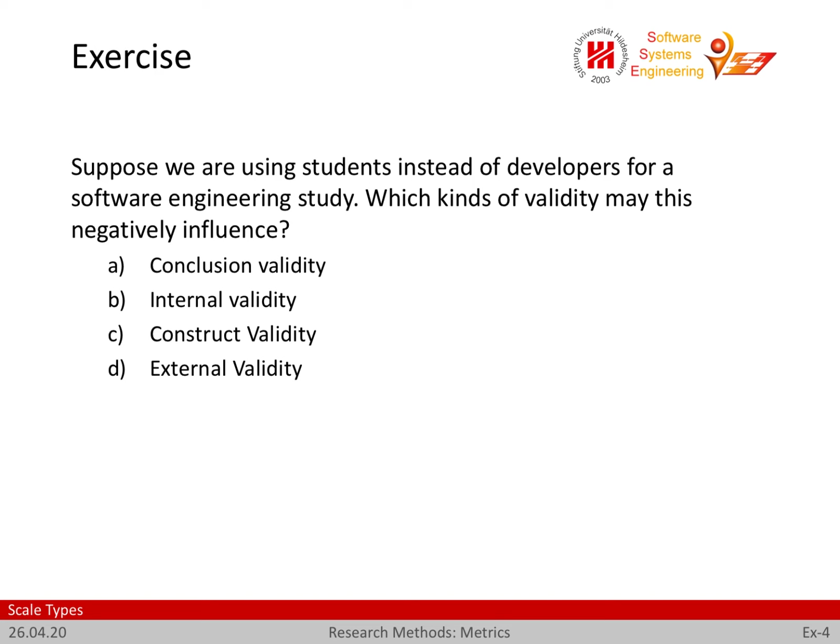Let's do an exercise. Suppose we are using students instead of developers for a software engineering study. Which kinds of validity may this negatively influence? You basically heard about this already. Now, stop the video for a moment, think about it, and then return. Welcome back. We mentioned it a few times already. External validity would be potentially problematic.